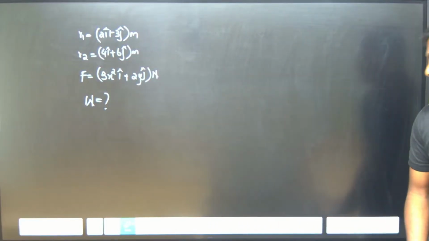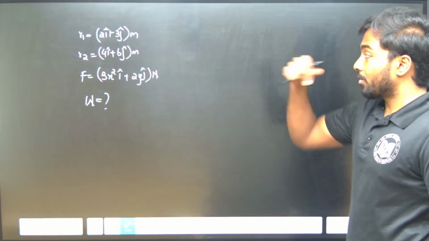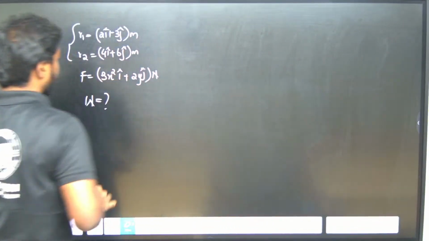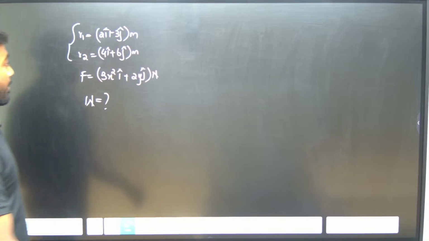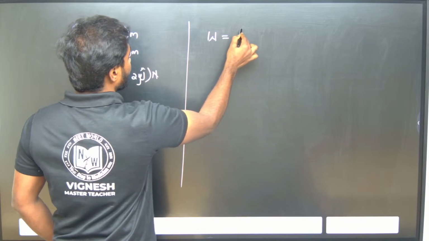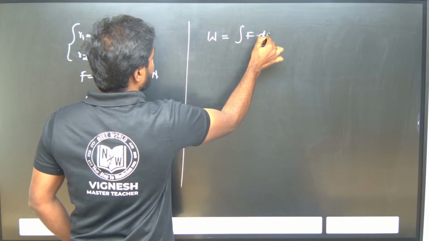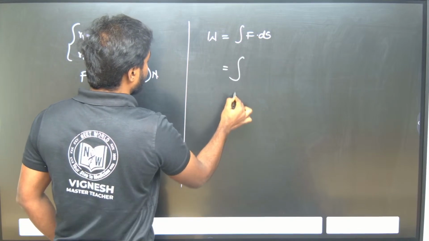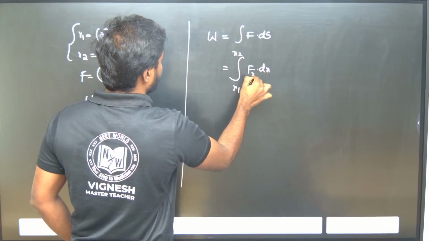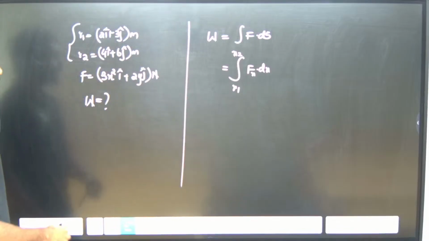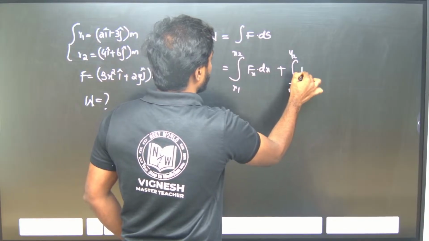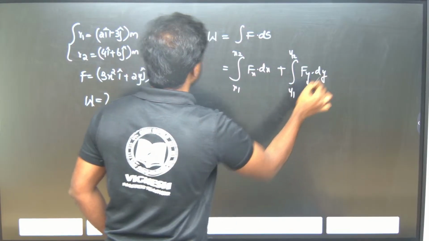So this is one type of question. In the previous question they gave points. Here they have given position. So here also the same procedure we will use. W is equal to the integral of F dot ds. So the integral from x1 to x2 of Fx dot dx, so 3x square we will get, plus the integral from y1 to y2 of Fy dot dy.